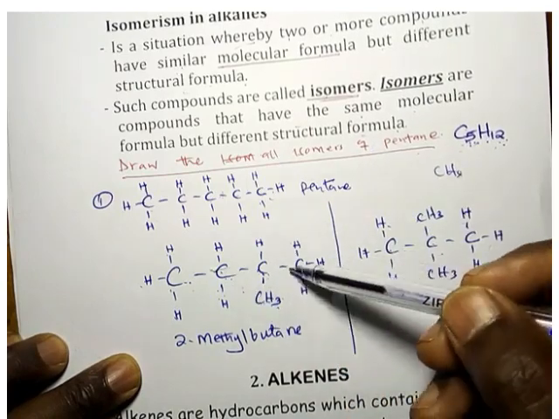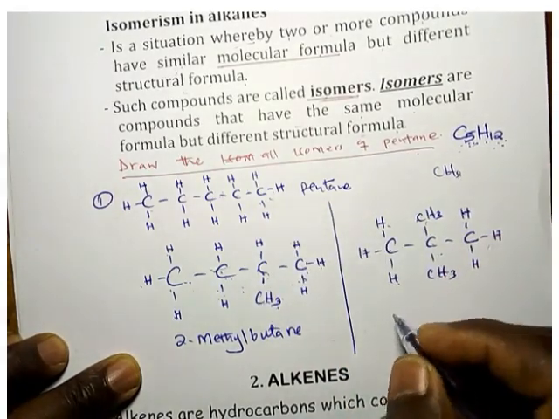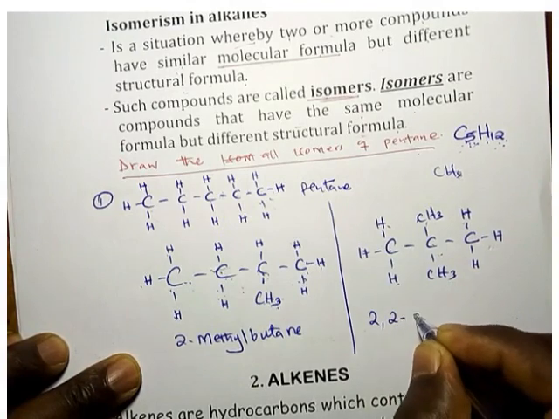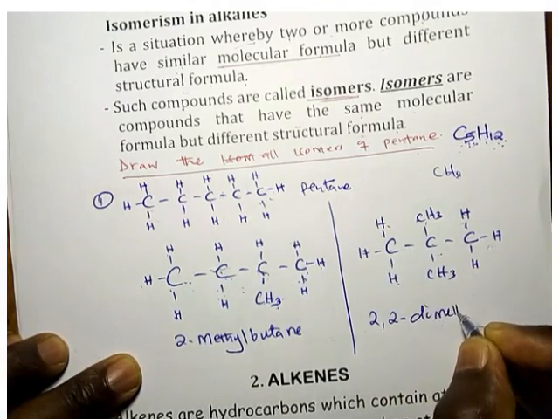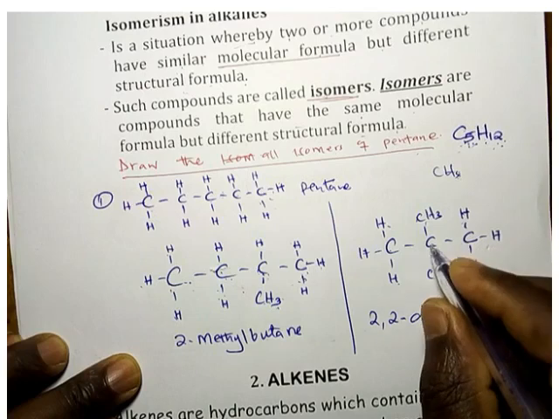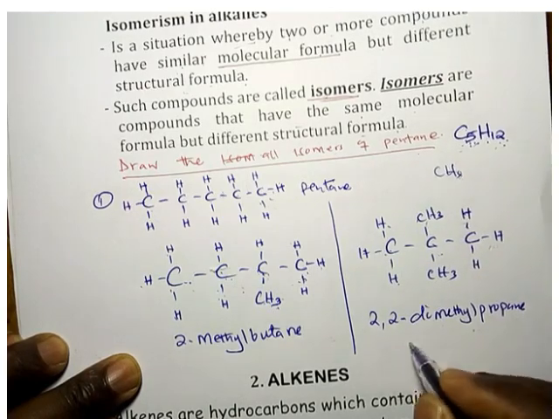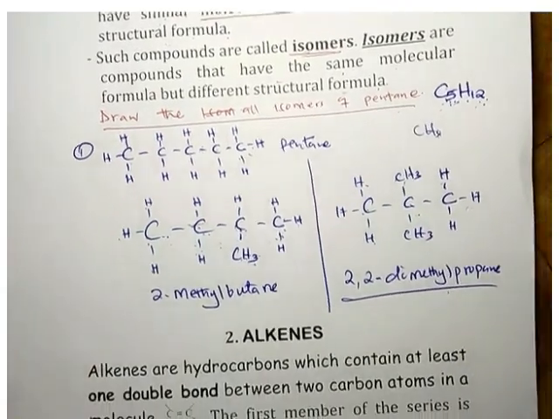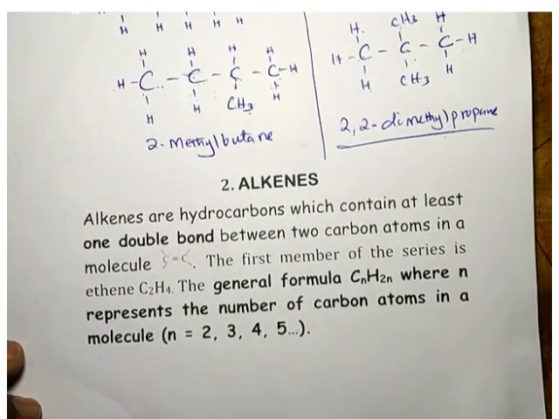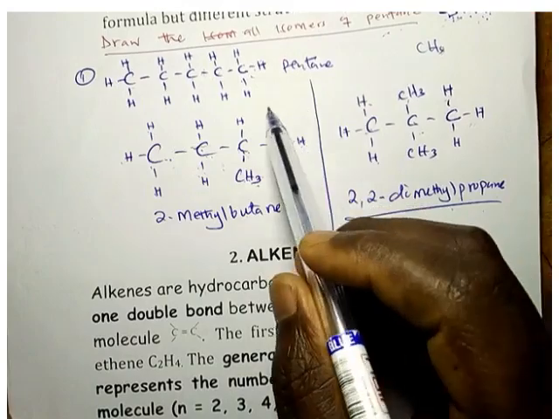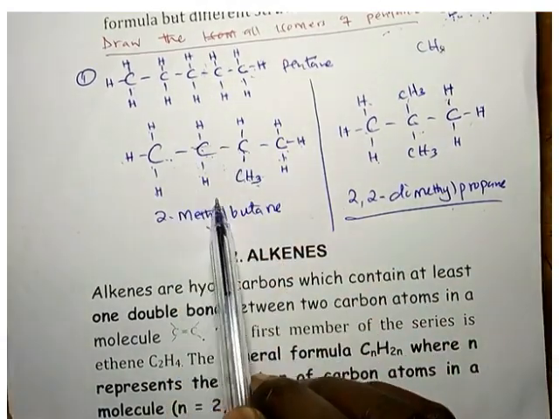These are called isomers. And this one is going to be 2,2-dimethylpropane. So pentane has 3 isomers: 1, 2, 3.